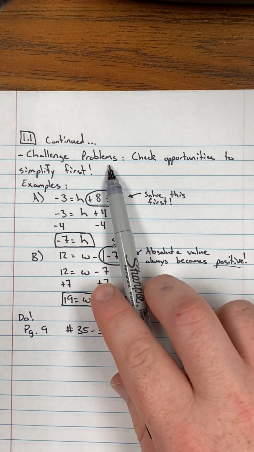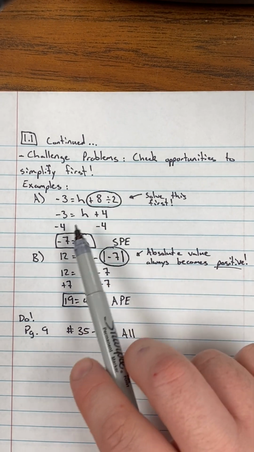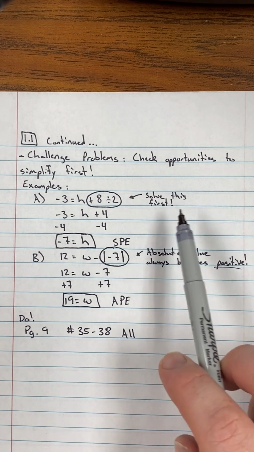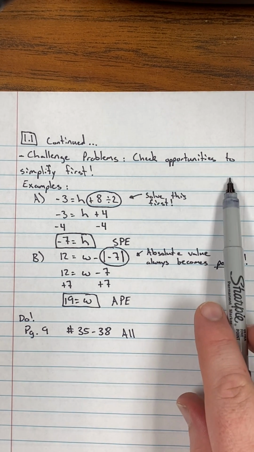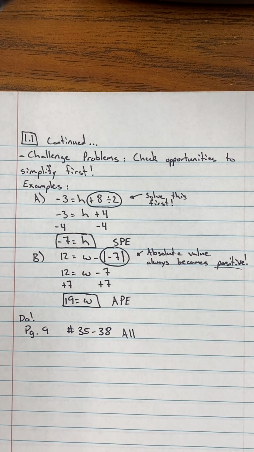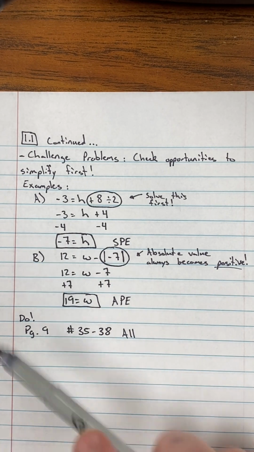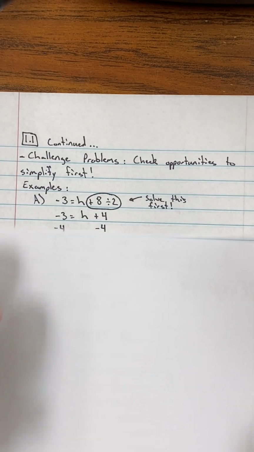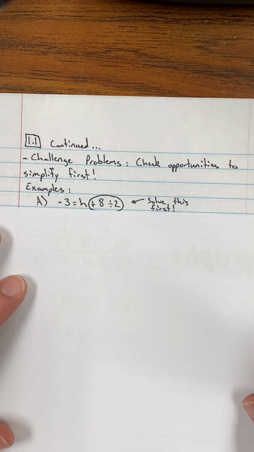So these are called challenge problems. These are problems that have a lot going on, basically. They're not as simple as just one-step solutions. We have to solve some things first. So we're going to check for opportunities to simplify first. So every time we see an equation, let's take a, for example. Here's where I show it one step at a time, okay? So let's take a, for example.